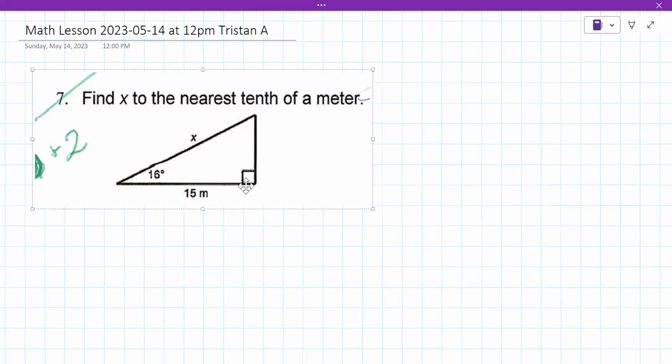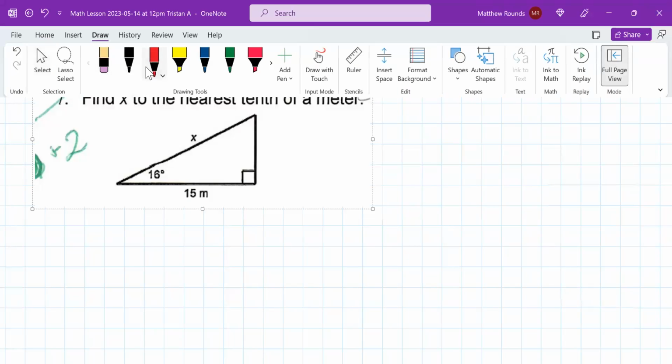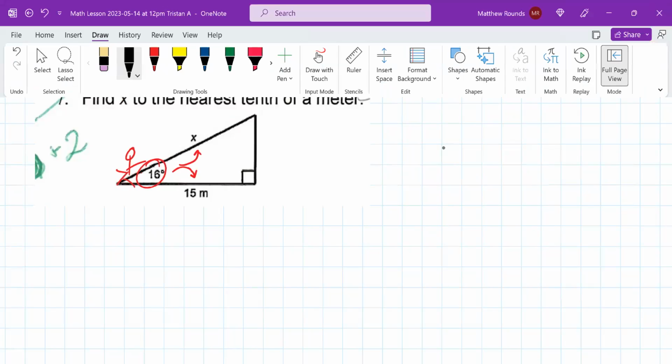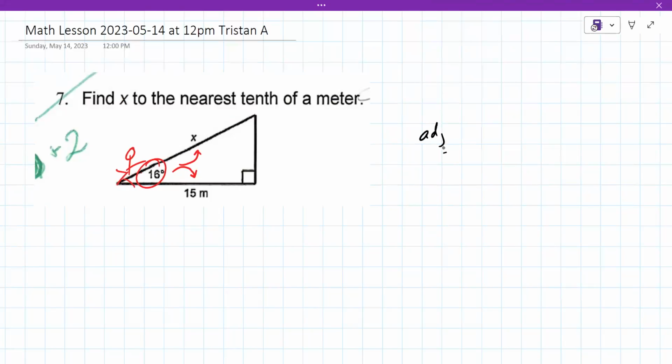But for this problem right here, one of the things that we were doing last time is we're looking at the angle. We're saying, okay, here's the angle. Relative to this angle, what would you call 15 and what would you call X? The possible word choices are adjacent, opposite, and hypotenuse. So is 15 the adjacent, opposite, or hypotenuse?